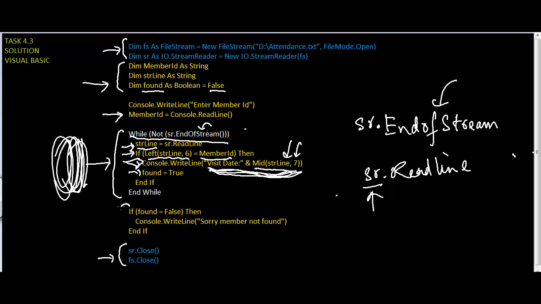If the user somehow has not been found, this is the output that is going to be shown on the screen. Finally, the file is going to be closed. So same logic, just written in Visual Basic.